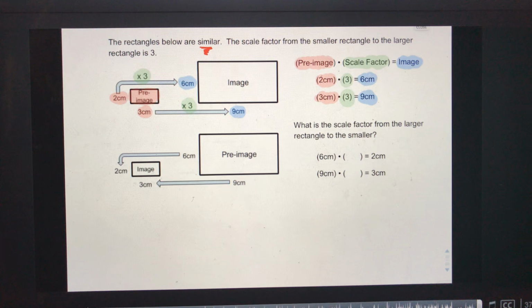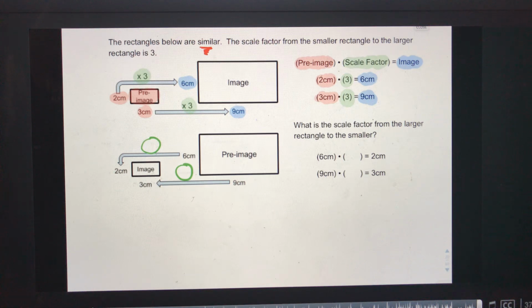The hard part is here in the next question, we don't know what the scale factor is. That is a mystery. So our goal is to figure out what that number is. Now, these numbers are the same numbers. These aren't two different numbers. They must be the same.